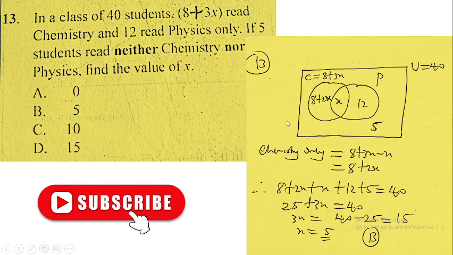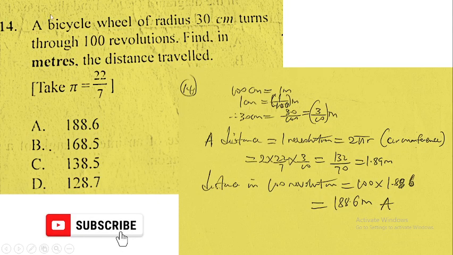Let's go to question number 14. Question number 14 is on plane mensuration, and that is of a circle. A bicycle wheel of radius 30 centimeter turns through 100 revolutions. Find in meters the distance traveled. Take pi to be 22/7.